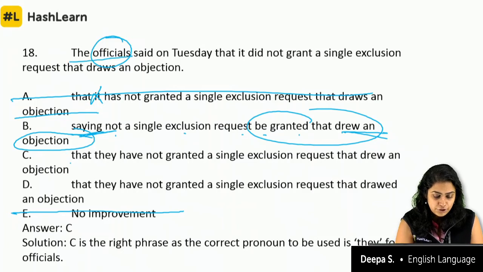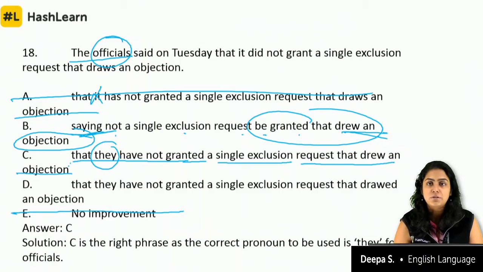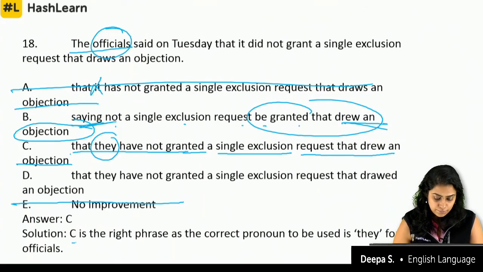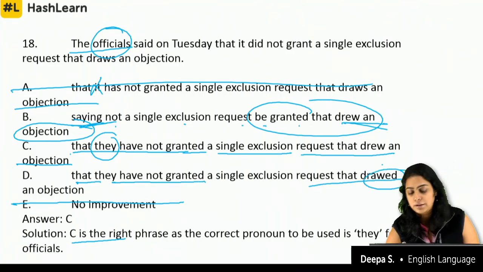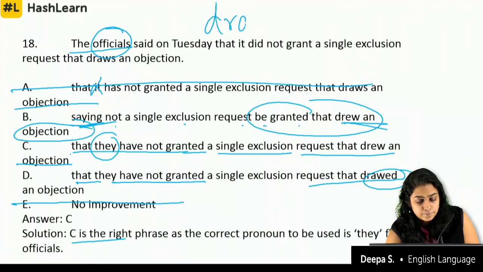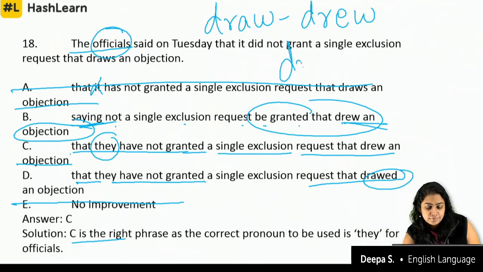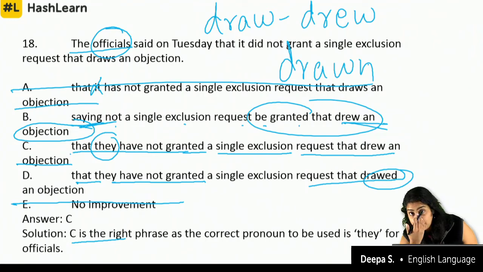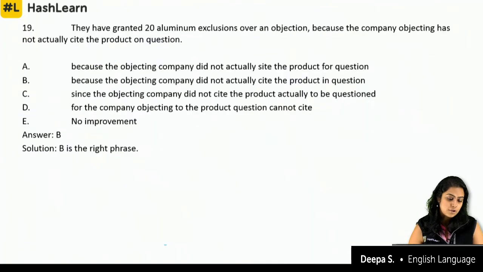Now, look at this. The officials said that they have not granted, they for officials, perfect, have not granted a single exclusion request that drew an objection, perfect. Now, that they have not granted, that drawed upon, okay. The past tense for draw is drew and not drawed. Okay. Typically people get confused between drawn and drew. So C is your answer option.